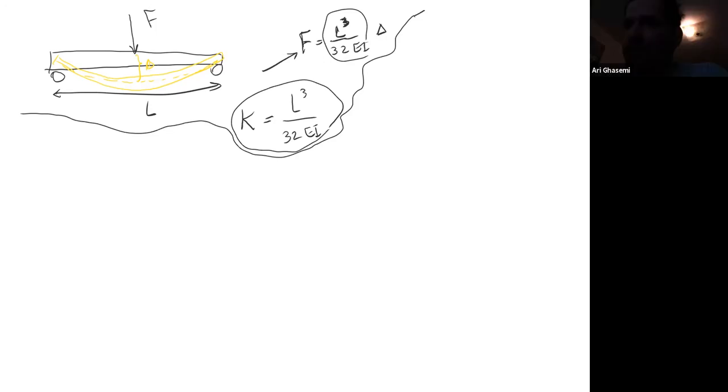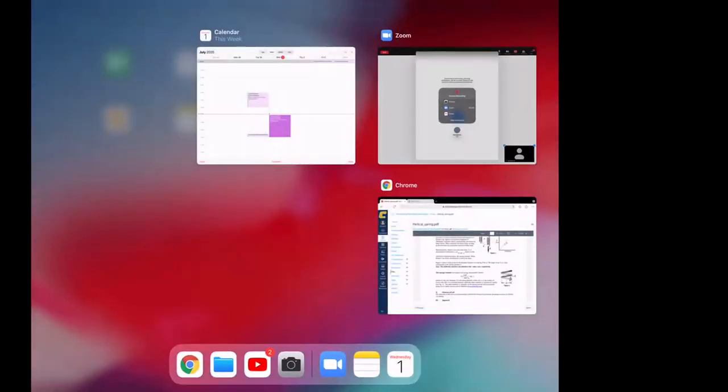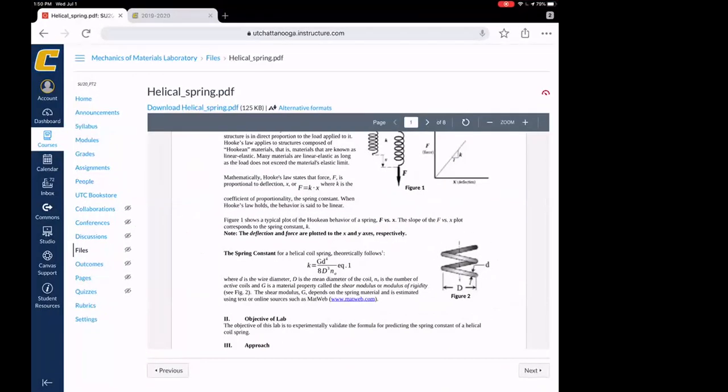Here, share content, screen, Zoom. Start broadcast, okay. All right. So, do you see my screen? Yes. Okay, well, I'm glad that I found this option here on iOS.